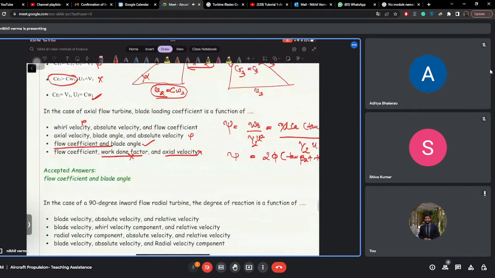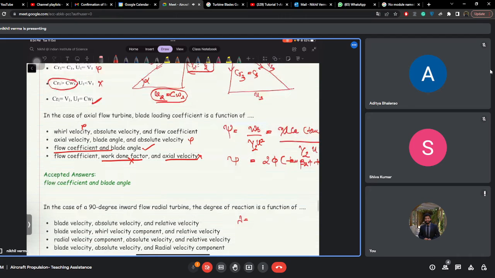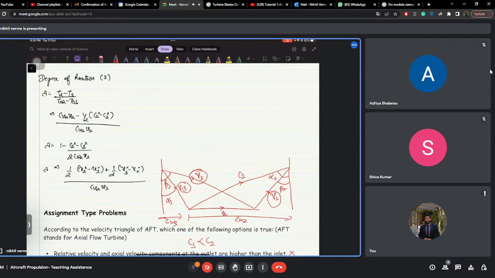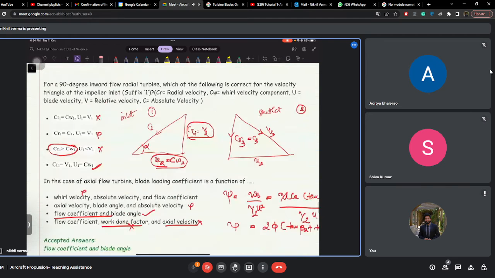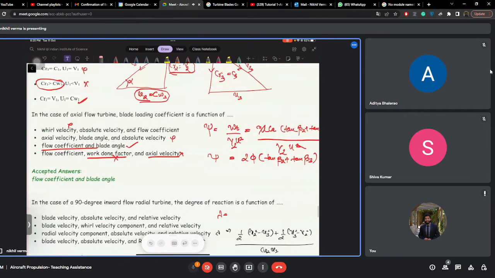Okay, can you answer this problem again? In case of a 90 degree IFR, the degree of reaction is a function of lambda. So they're asking for lambda. How do you define lambda for IFR? This is given by this relation here. So the lambda is this, right? Now can you answer the question?